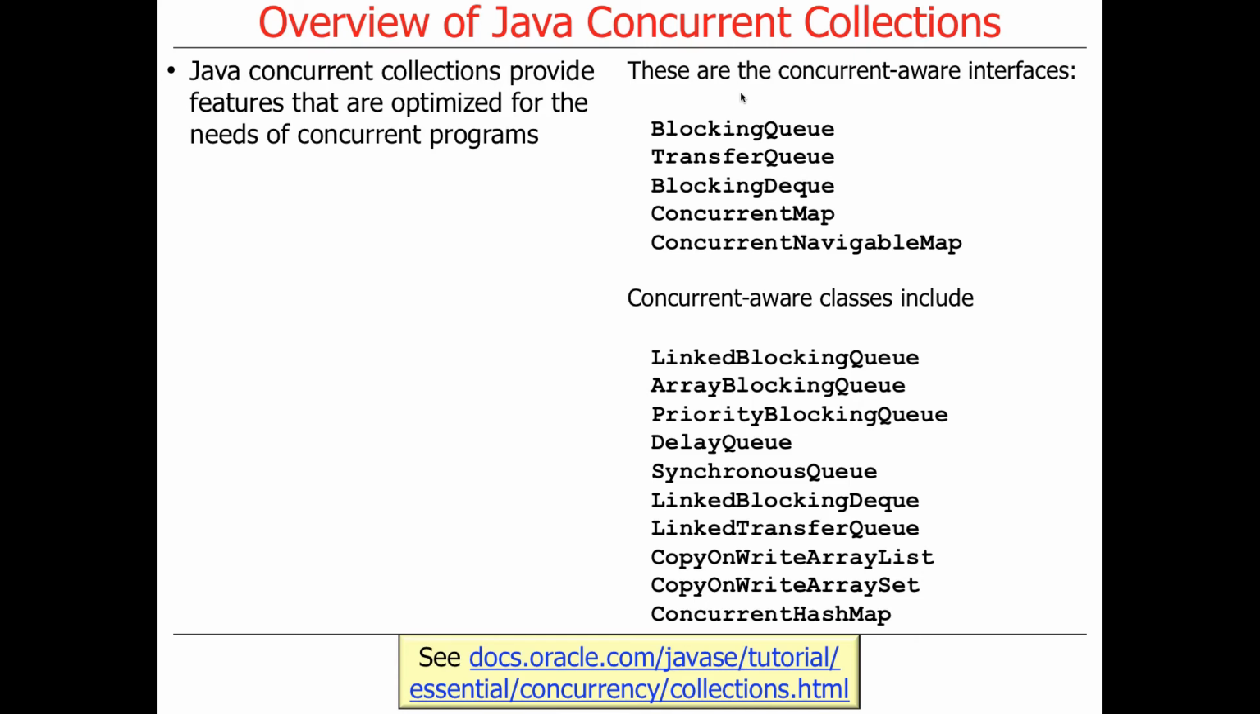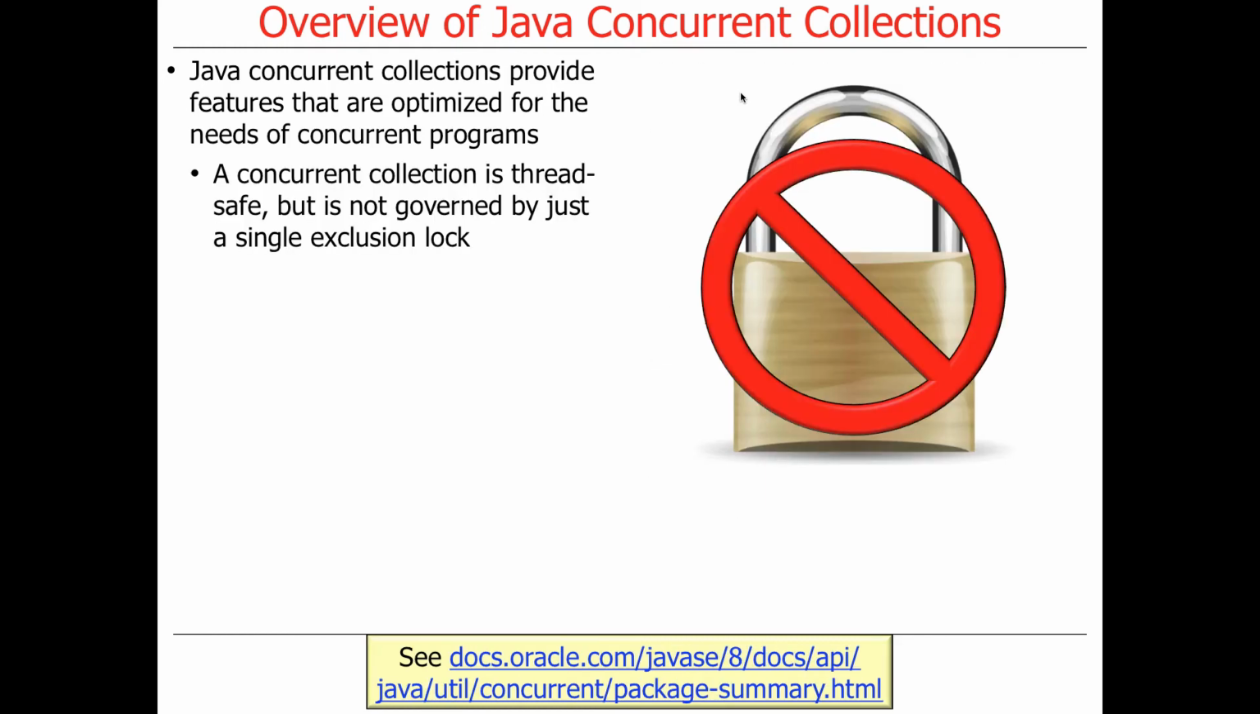So here are some of the concurrent aware interfaces: blocking queue, transfer queue, blocking deque, concurrent map, and so on. And then here are the various classes that implement these interfaces: linked blocking queue, array blocking queue, priority blocking queue, concurrent hash map, and so on and so forth. So there's all kinds of different things here that work on these concurrent aware interfaces.